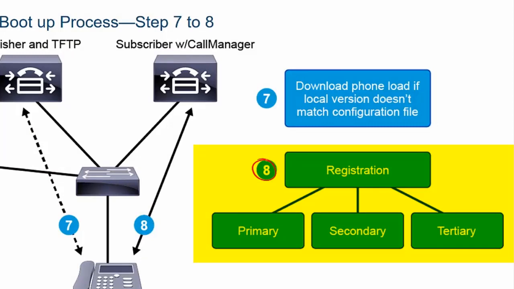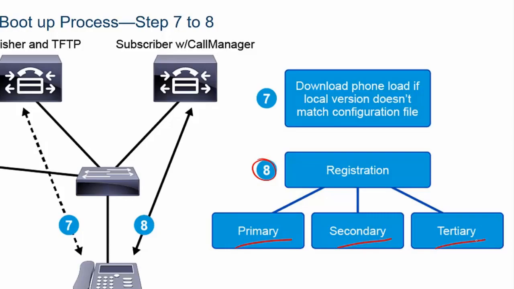Registration, part of that configuration file, will contain who my primary server is, my secondary server, and who my tertiary, if one has been configured. So I immediately know, hey, this is my first server I need to go and register with, and if that was unsuccessful for whatever reason, I would then try and connect to the secondary, and of course the tertiary if needed as well. It's at that moment that the rest of the boot sequence would complete by us downloading the remainder of our configuration, and that configuration would come from our CUCM.